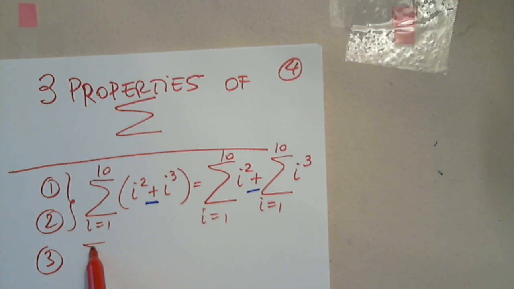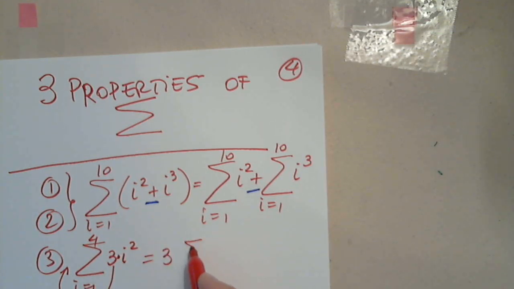Yes. Now, if I have the sum, let's say, from i equals 1 through 4 of 3 times i squared, the constant can be taken outside. If it's a factor, and it is a factor. So this is the same as 3 times the sum from i equals 1 through 4 of i squared. So these are the properties that we are going to use.